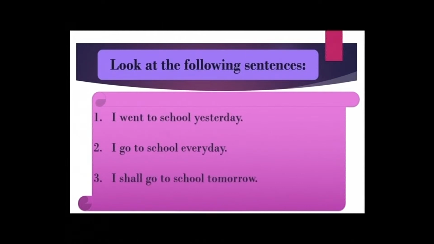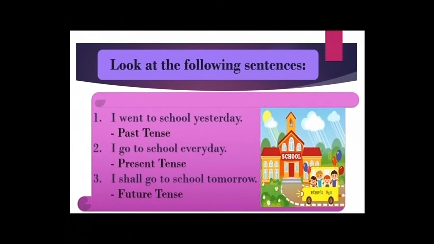So first sentence, I went to school yesterday. This time has gone, so it is past tense. I go to school every day. It is the time present because there is first form of verb. I shall go to school tomorrow. Tomorrow has not come yet, so it is future tense. So there are three tenses: past, present, and future.